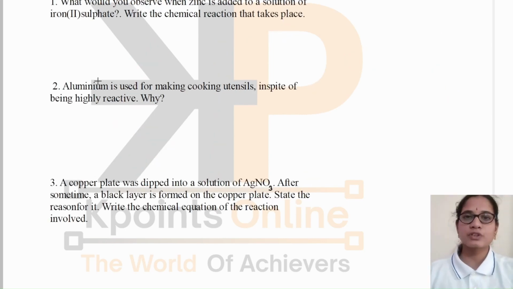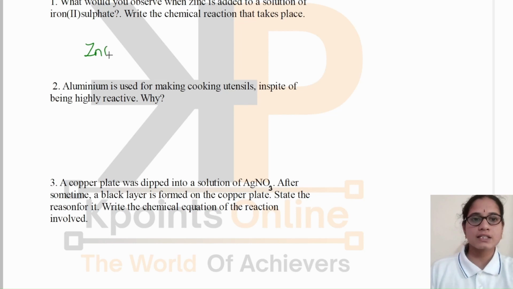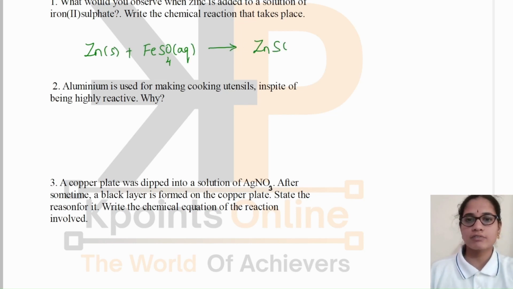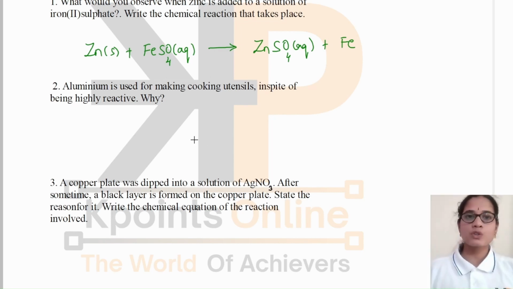Let us see some of the questions on this part. What would you observe when zinc is added to a solution of iron sulfate? Write the chemical reaction that takes place. We know that zinc is a reactive metal. When compared to iron, it is more reactive than iron. So it displaces iron from iron sulfate to form zinc sulfate. Yes, zinc reacts with a solution of iron sulfate to form zinc sulfate and iron. This is the reaction in bold. And you should also write the observation of this reaction.